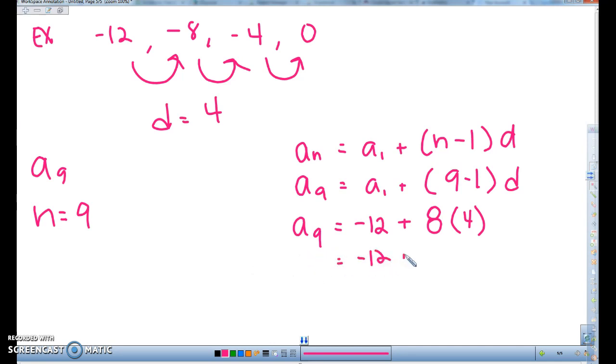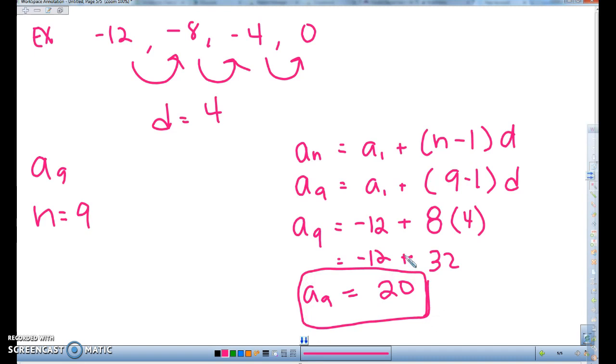-12 plus 32 would give me 20. And that is my 9th term in the sequence.